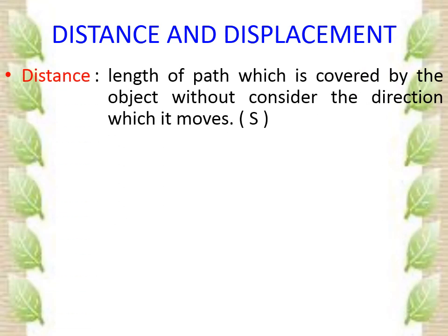And this is the definition for distance. From the figure, we can say that distance is the length of the path which is covered by the object without considering the direction in which it moves. And the distance is given by symbol S. Jadi jarak adalah panjang lintasan yang dilalui sebuah benda tanpa mempertimbangkan arah gerak daripada benda tersebut. Jarak ini disimbolkan juga dengan simbol S.